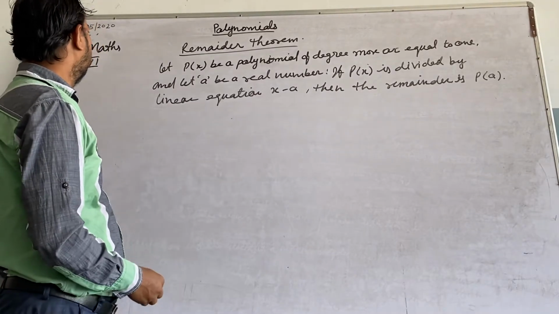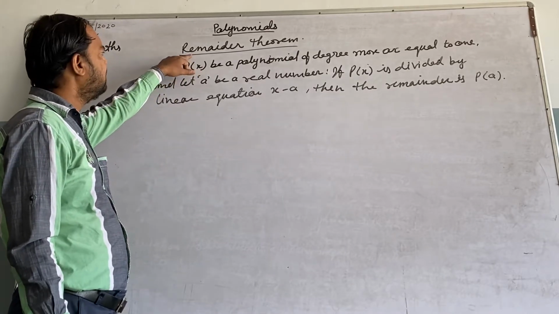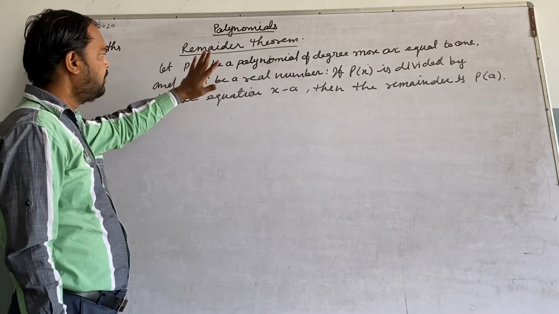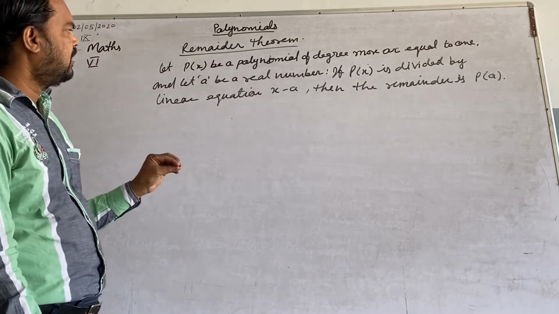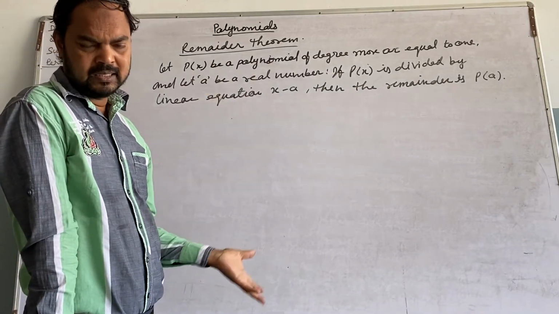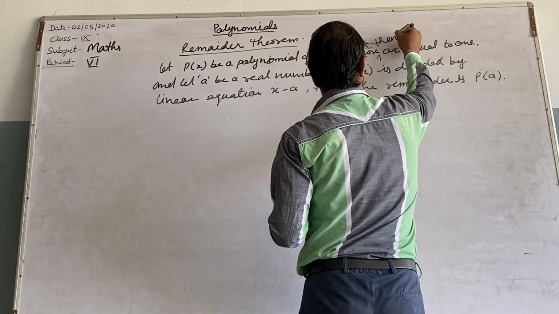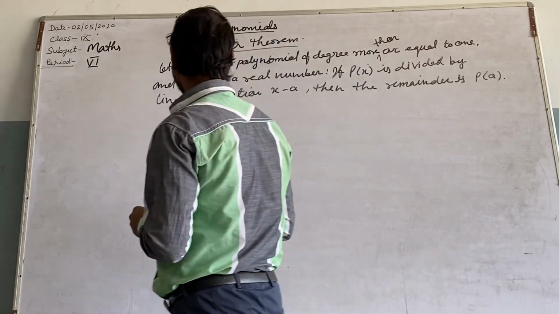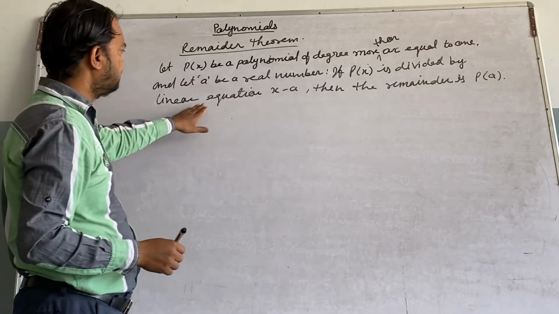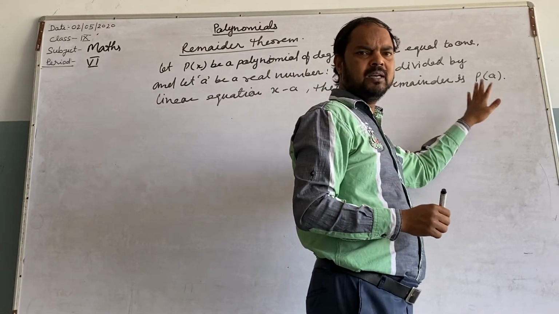Yes, students. Today in class 9, we will try to find out the remainder theorem in polynomials. What is the remainder theorem? If P(x) is a polynomial of degree greater than or equal to 1, and let a be a real number, and P(x) is divided by the linear polynomial x minus a, then the remainder is P(a).